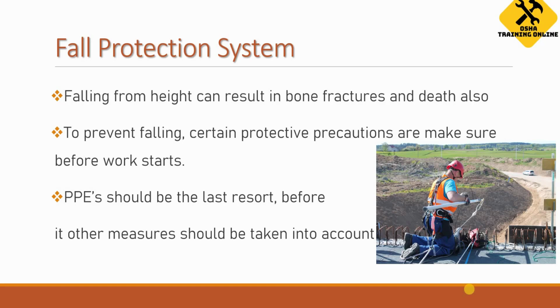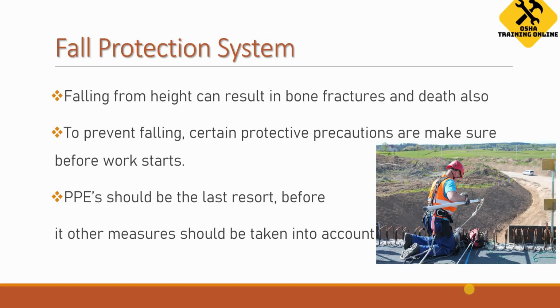But after it, PPEs should be the last resort. Before PPEs or personal protective equipment, as we discussed them, other policies or protective measures should be taken. The working areas should be made safe so that the worker doesn't need personal protective equipment, but the personal protective equipment should be used, and it's the last resort to save the worker from falling down. You can see in the picture the worker is working at height, and he has used certain kinds of PPEs. We will discuss where he has actually utilized different kinds of devices, but those are fall protection systems, which we will discuss in the next video.